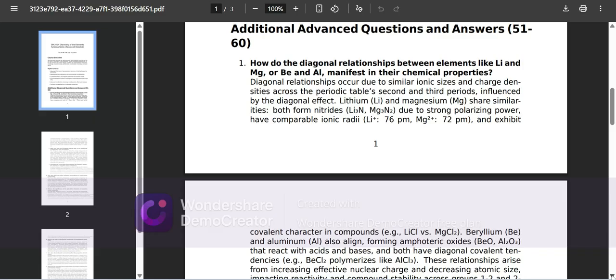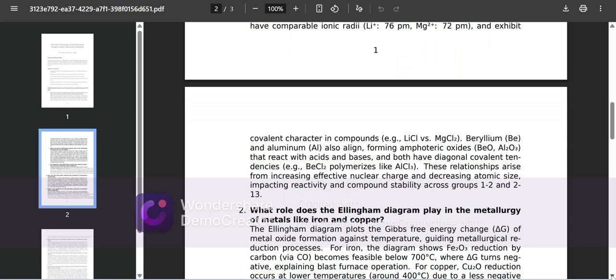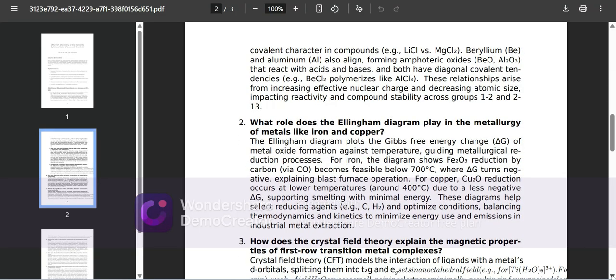Both form nitrides, Li3N and Mg3N2, due to strong polarizing power and comparable ionic radii: lithium plus 76 pm, magnesium 2 plus 72 pm. They also exhibit covalent character in compounds. Example: lithium chloride versus magnesium chloride. Beryllium and aluminium also align, forming amphoteric oxides.